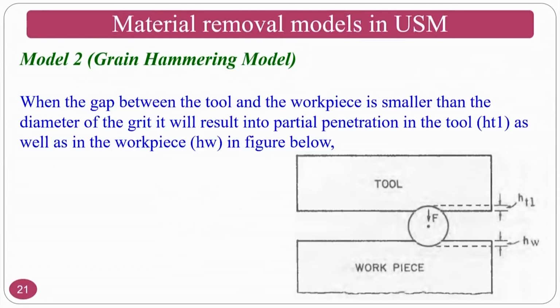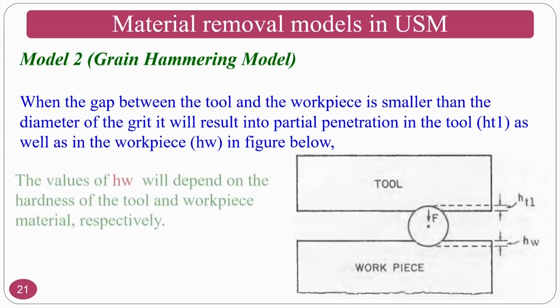Continuously it is compressed, but being a brittle material, the abrasive particle will not compress. What it will do? It will indent into the tool material as well as into the workpiece material also. That is called hammering. Continuous hammering is taking place because of the vibration effect of the tool.